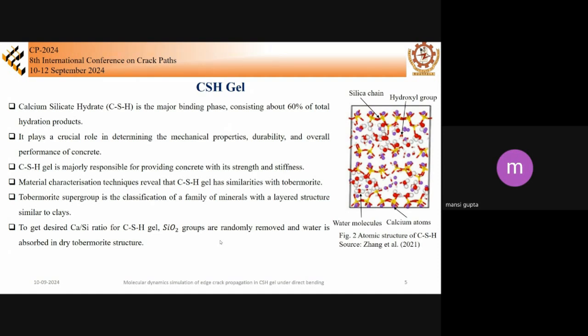To get a desired Ca/Si ratio for CSH gel, SiO2 groups are randomly removed and water is absorbed in the dry tobermorite structures. The figure shows the atomic structure of unit CSH cell taken from Zhang et al.